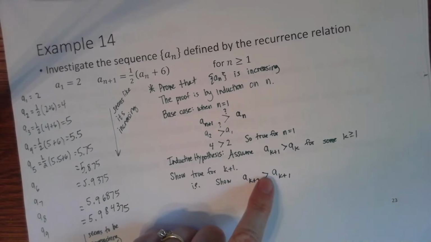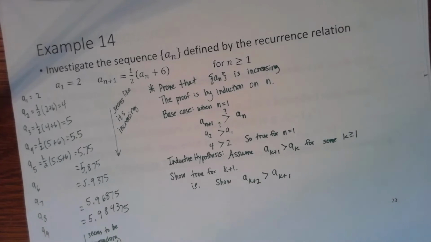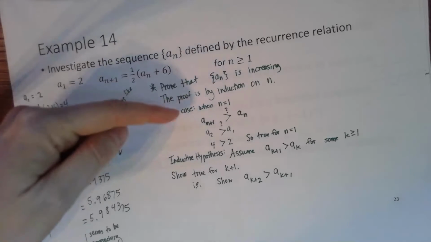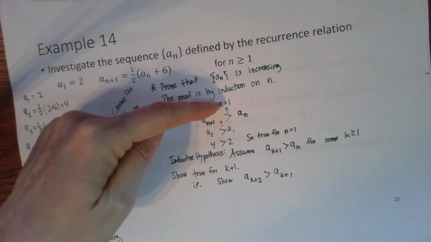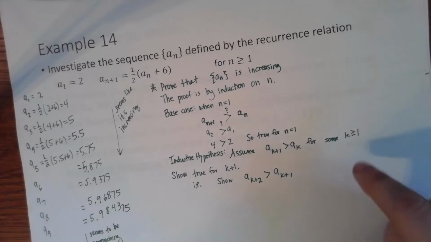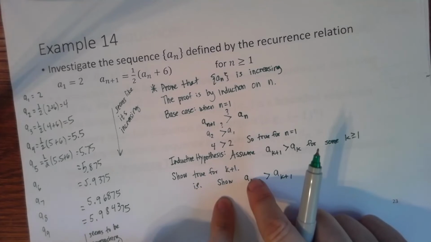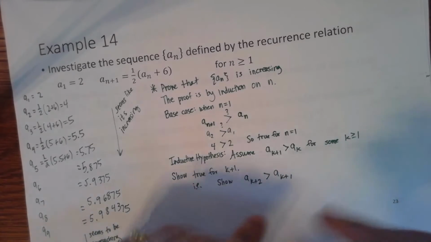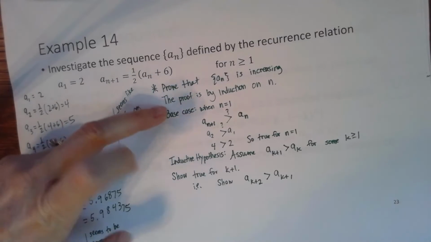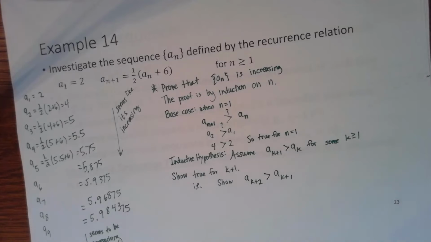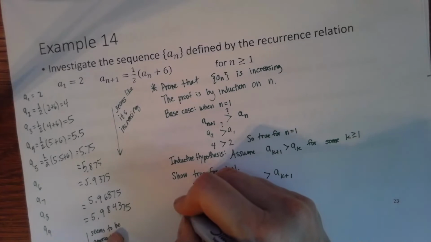If we can get this, then we can take this along with our base case. So we know, well, if it's true for 1, and this says if it's true for 1, then it has to be true for 2. And if it's true for 2, it has to be true for 3. And if it's true for 3, it has to be true for 4, and so on and so forth. So the base case and the inductive hypothesis together give us the power to prove it true for every value of n greater than or equal to 1.